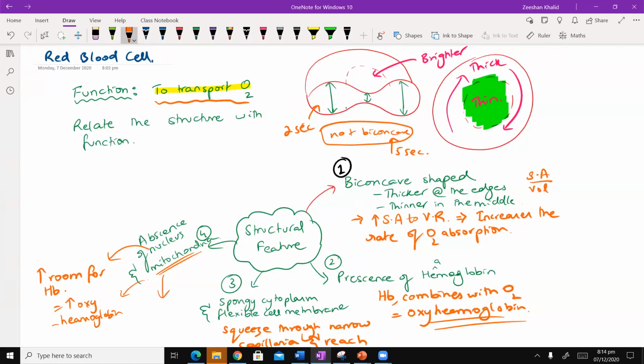Can anybody tell me what that is? I usually give an example for this. Sir, mitochondria is like it uses energy.